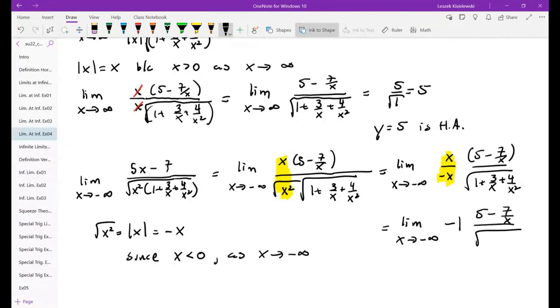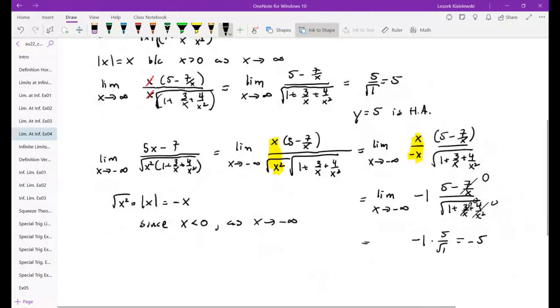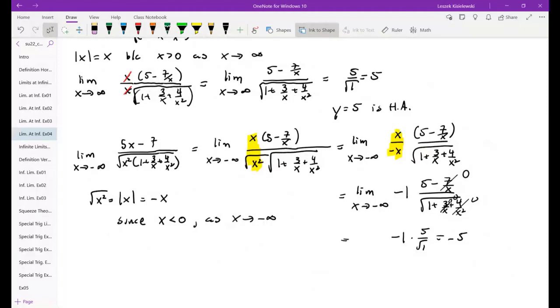Okay, but now we have constants, and then constants divided by powers of x, so we're free to evaluate this limit at infinity. So we're going to get negative 1. This goes to 0, that goes to 0. So we're left with negative 5 this time. So the limit as x approaches negative infinity is now negative 5, whereas as we let x go to positive infinity, it was positive 5. So we get a different horizontal asymptote.